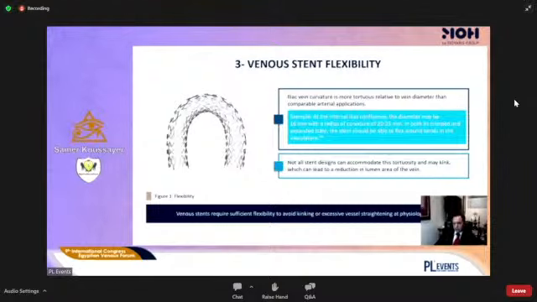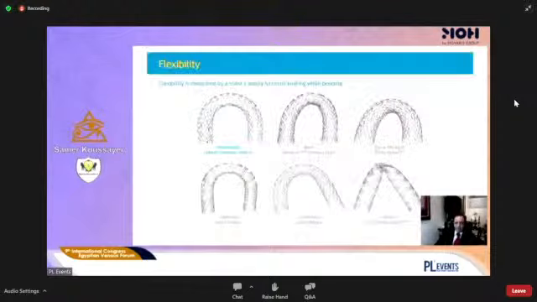But in general, a venous stent requires sufficient flexibility to avoid kinking or excessive vessel straightening at physiological bending, especially under the inguinal ligament. Like you can see here, multiple companies, and when you bend the stent, you see how the kink is different. Some of them are resistant to kink, and some of them are very bad with tortuosity and kinking.